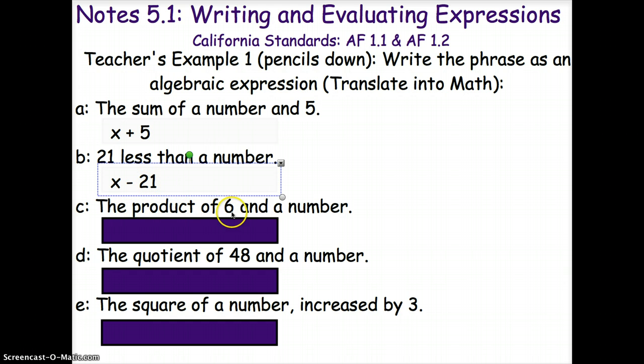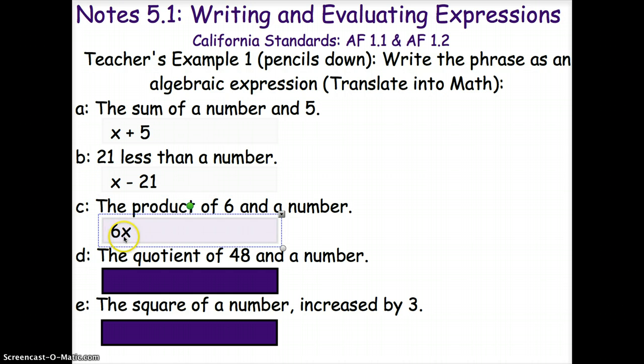C, the product of 6 and a number. Product we know means multiplication. 6 comes first, number comes second. And with multiplication, when it's a variable and a coefficient, we can put them right next to each other without any signs. So make sure that you do that on any quizzes or student practice.